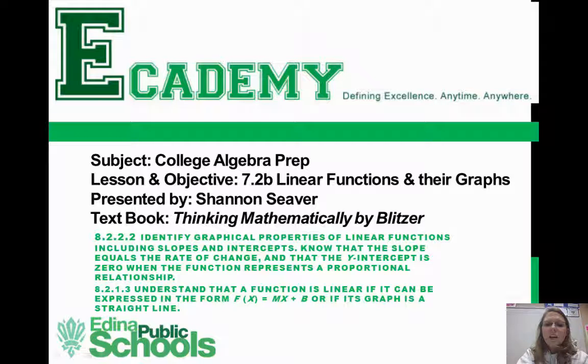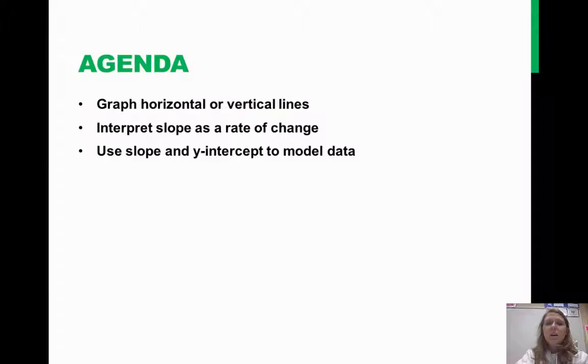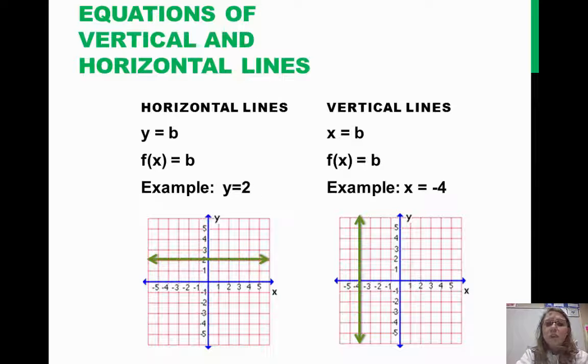We're looking at linear functions and their graphs, part 2 today. On the agenda: graph horizontal and vertical lines, interpret slope as a rate of change, and use the slope and y-intercept to model data. So first of all, let's talk about horizontal and vertical lines.